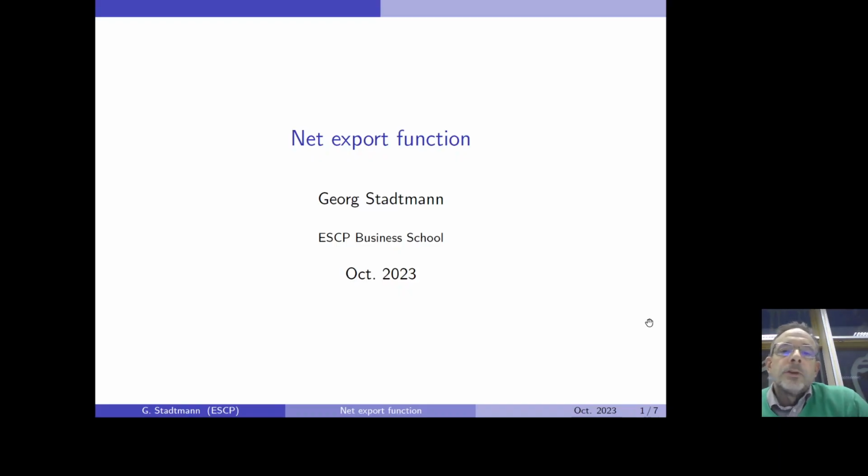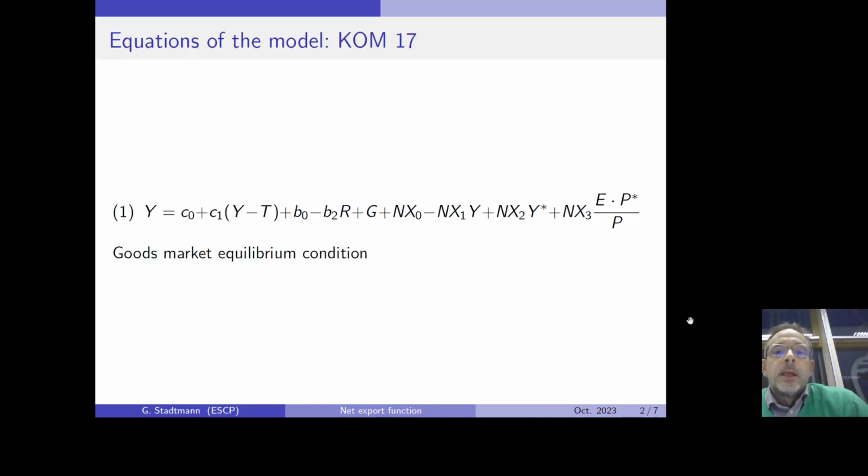Welcome everybody. Today we talked about chapter 17 and some students had problems with the net export function. Therefore, I would like to come up with some numerical examples which illustrate the relationship a little bit better.